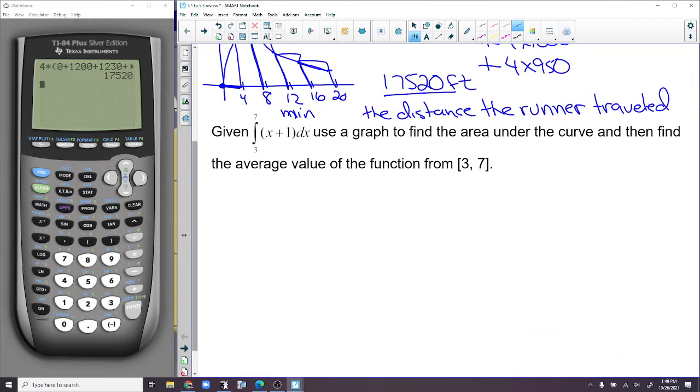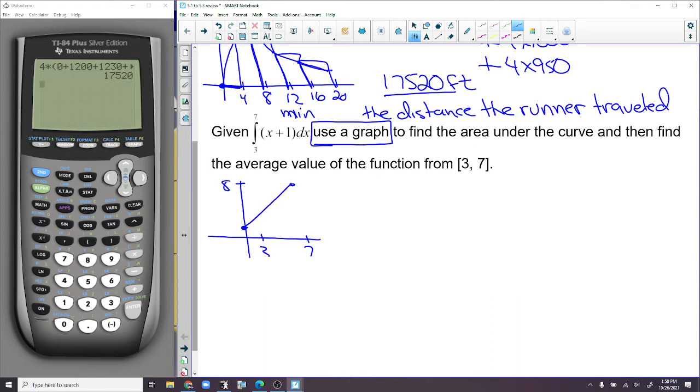Given that integral, use a graph to find the area under the curve and then find the average value of the function from 3 to 7. Now it says use a graph. We know how to take the antiderivative of that and find the exact answer, no problem. But I want you to use a graph to answer this one. So I'll be looking for the graph if this were to be on the quiz. It is. All right, so the y-intercept is 1. And if we plugged in 7, I'll have to go all the way up to 8. So 7 goes up to 8, and it's a line. X plus 1 is a line.